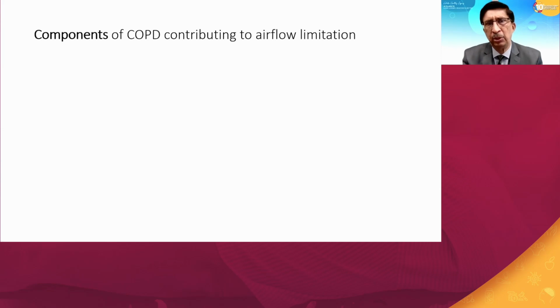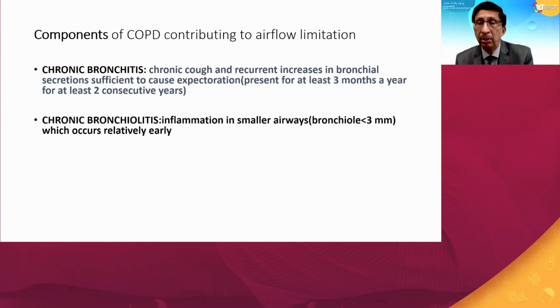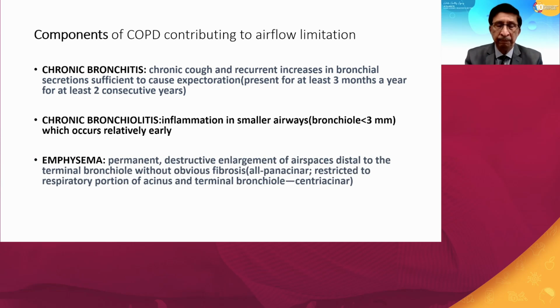The components of COPD that contribute to the obstruction or airflow limitation, the most common is, of course, chronic bronchitis that all of us know, where the patient presents with a chronic cough and recurrent increases in bronchial secretion sufficient to cause expectoration. And this is present for about 3 months a year for at least 2 consecutive years. Chronic bronchiolitis is when the inflammation is more in the smaller airways, where the bronchioles are less than 3 millimeter, and this may precede and occur relatively early before the chronic bronchitic stage.